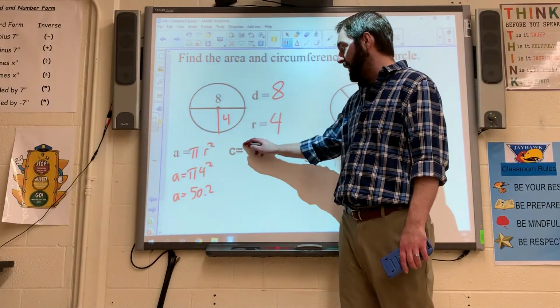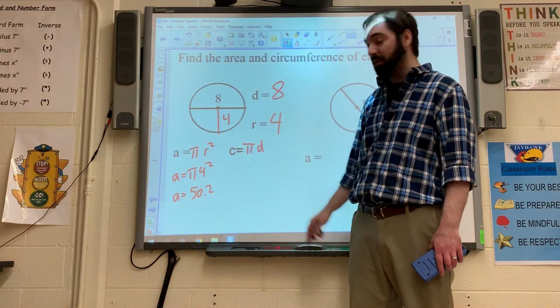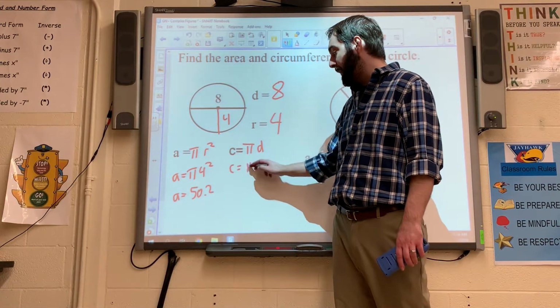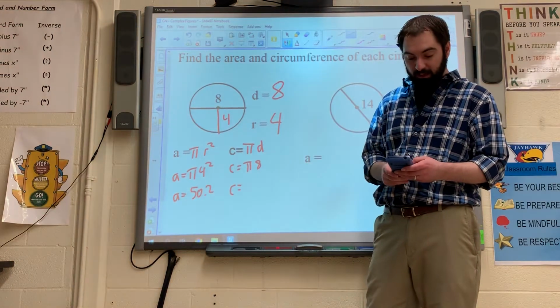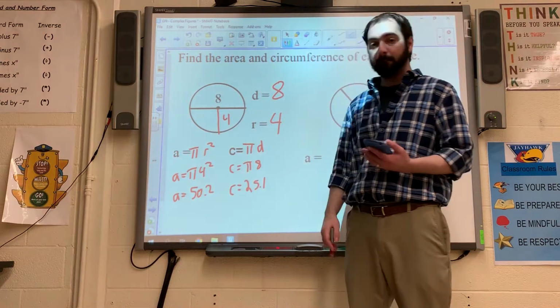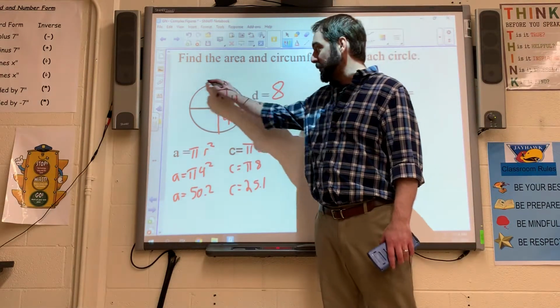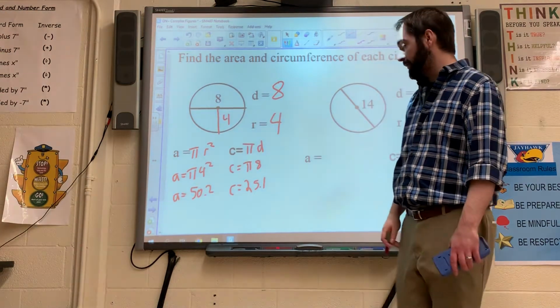Second problem I want to solve is the circumference. Well, I know I need my formula. Circumference is the same as pi times its diameter. Again, I have my diameter listed, so that makes this problem easy. Pi times 8. So again, let's pick up a calculator. Let's do pi times 8. The circumference should be roughly 25.1. So again, circumference, we're talking about the distance on the outside of this circle. Area, we're talking about the middle of the circle.